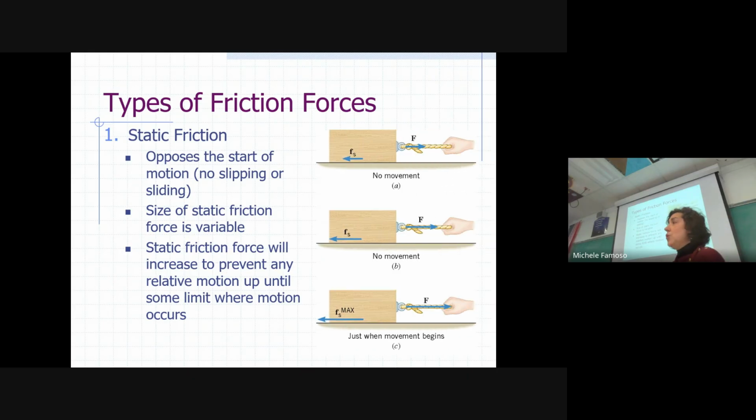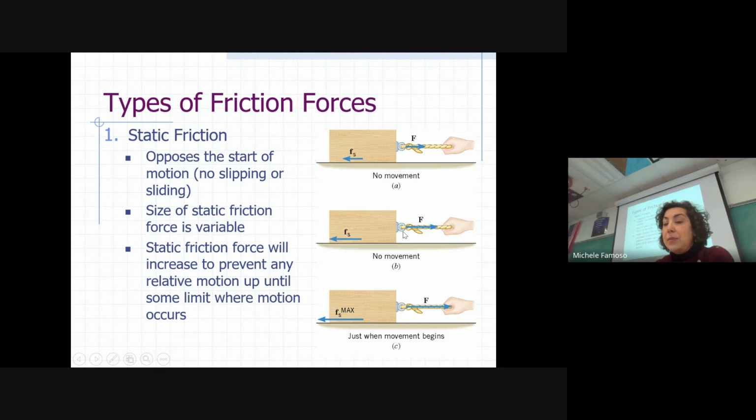This is a pictorial representation of what I was trying to illustrate with my filing cabinet. In the top picture, can you see that there is a small force in the rope of me pulling, a small tension? There's a small static friction force in the opposite direction. These have to balance because it's not accelerating.